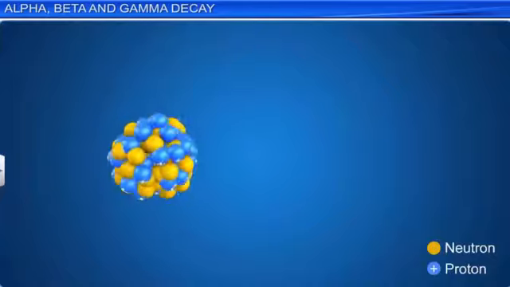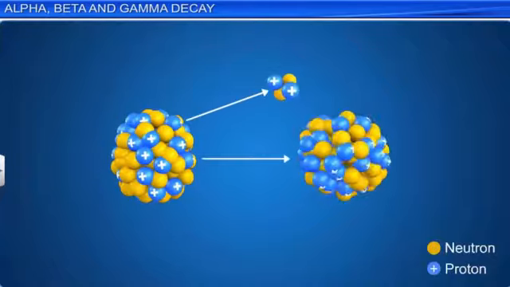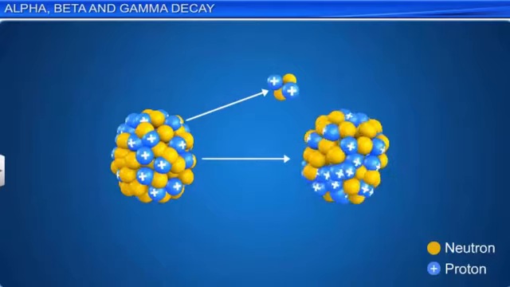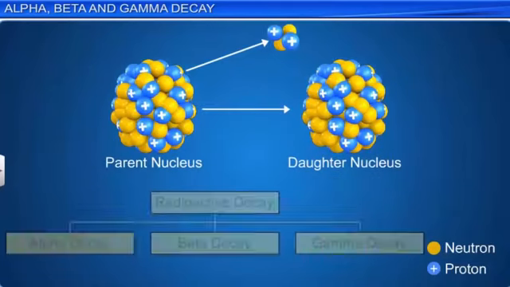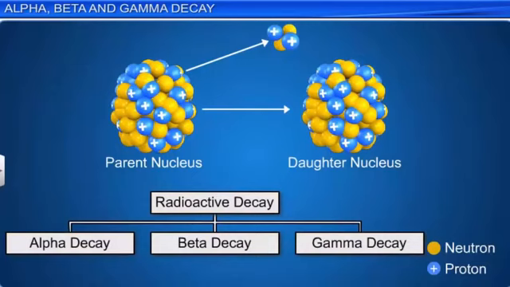The study of radioactivity has shown that a radioactive nucleus disintegrates or decays spontaneously. During a radioactive decay process, the original nucleus is referred to as the parent nucleus, and the residual or resultant nucleus is referred to as the daughter nucleus. In nature, a radioactive nucleus can decay by three modes, namely alpha decay, beta decay, and gamma decay. Let us first study alpha decay.